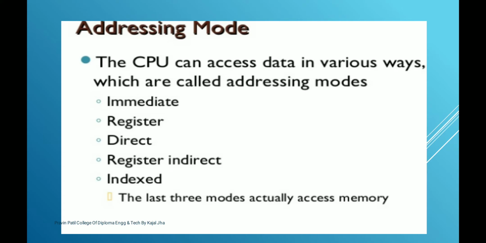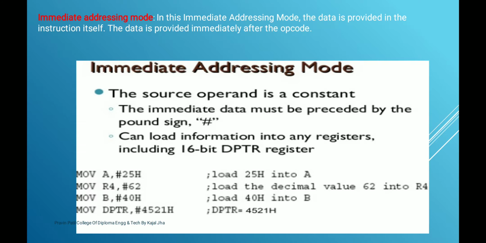The CPU can access data in various ways, which are called addressing modes. So the addressing modes are immediate, register, direct, register indirect, and index. The last three modes actually access memory. That is, direct, register indirect, and index addressing modes access the memory. After that, first, immediate addressing mode.